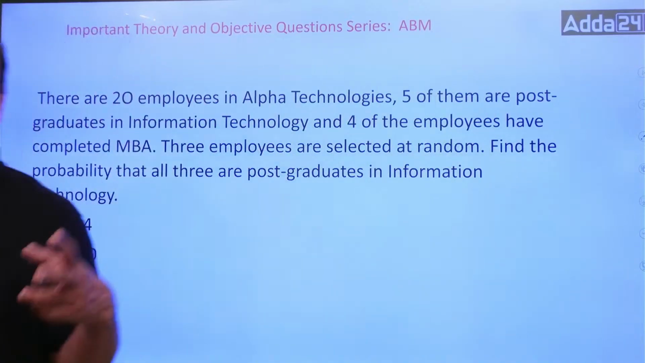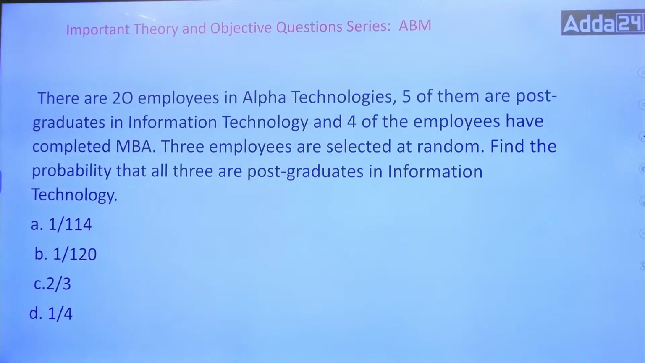Similar, we have two problems. One more is there. There are 20 employees in Alpha Technologies. 5 of them are postgraduates in IT, Information Technology. 4 of them have completed MBAs. 3 employees are selected at random. Find the probability that all the 3 are postgraduates in IT. So you want what now? All the 3 should be postgraduates in IT.